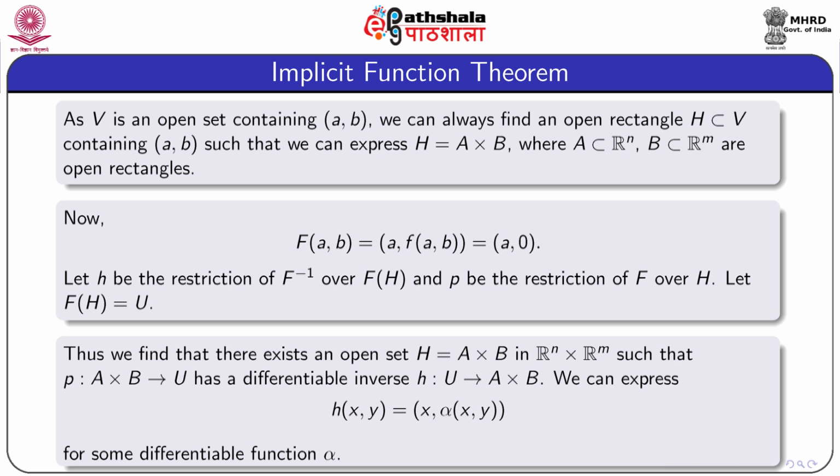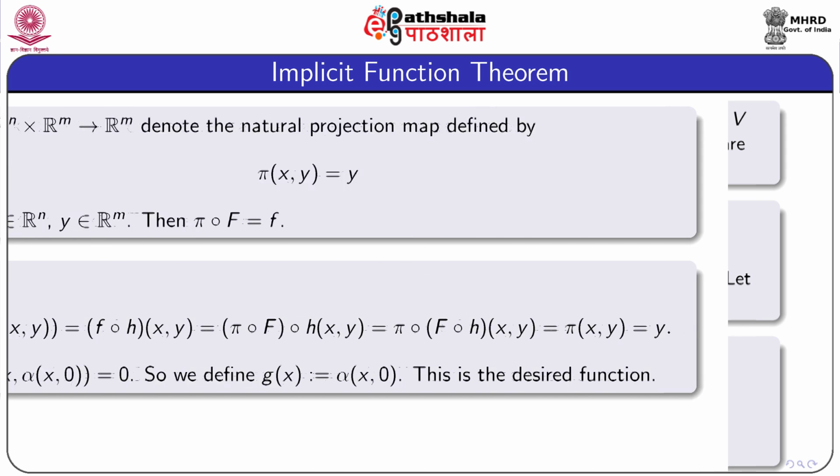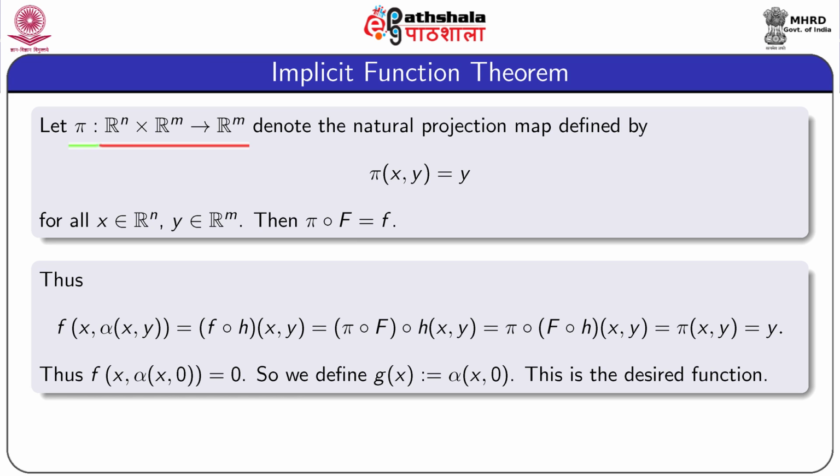Thus, we find that there exists an open set H equal to A cross B in Rn cross Rm such that P from A cross B to U has a differentiable inverse h from U to A cross B. We can express h(x, y) equal to (x, alpha(x, y)) for some differentiable function alpha. Let pi from Rn cross Rm to Rm denote the natural projection map defined by pi(x, y) equals y for every x in Rn and y in Rm.